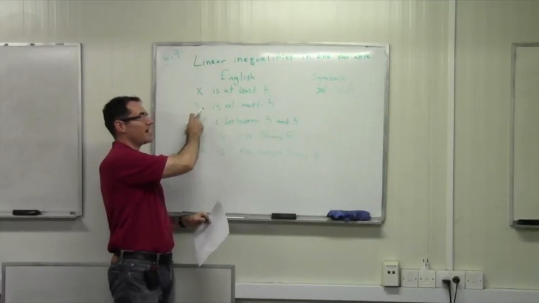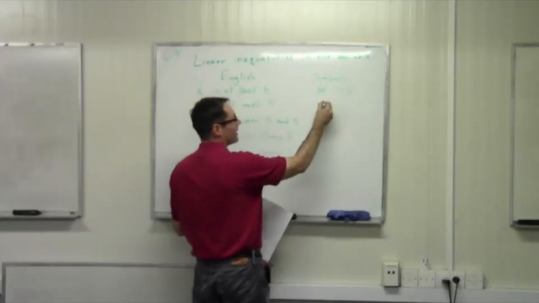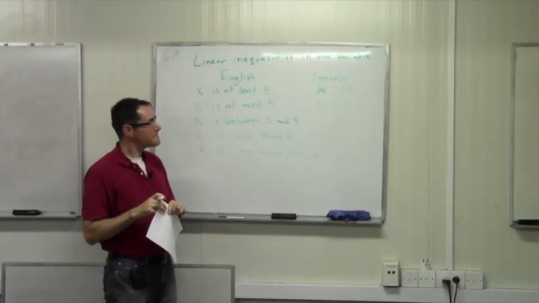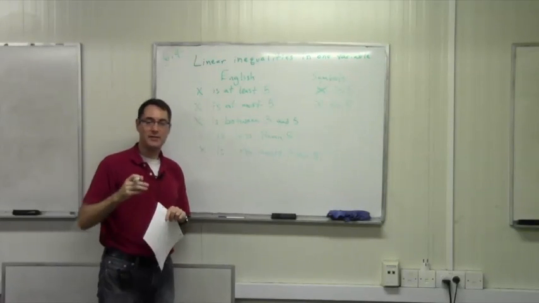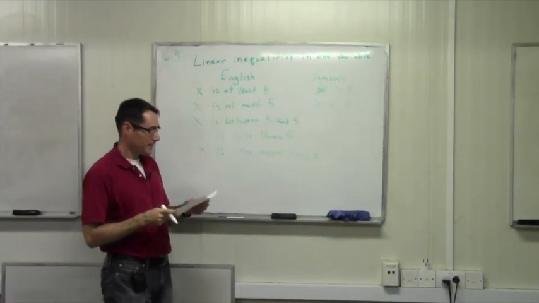If you see something that says x is at most 5, it's kind of the exact opposite. X is less than or equal to 5. Okay? If x is at most 5, that means it goes all the way up to 5, but nothing greater, and everything below 5. Okay?